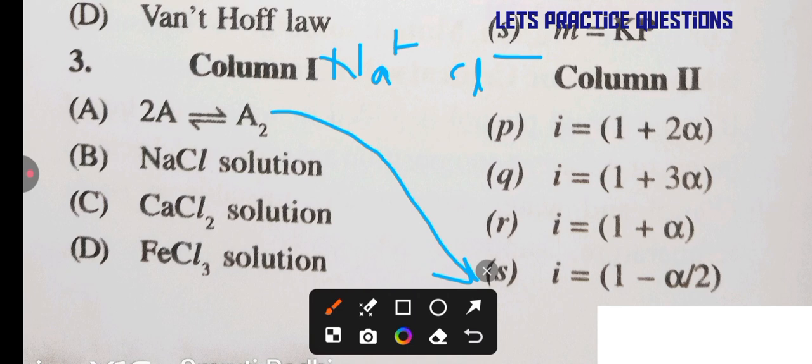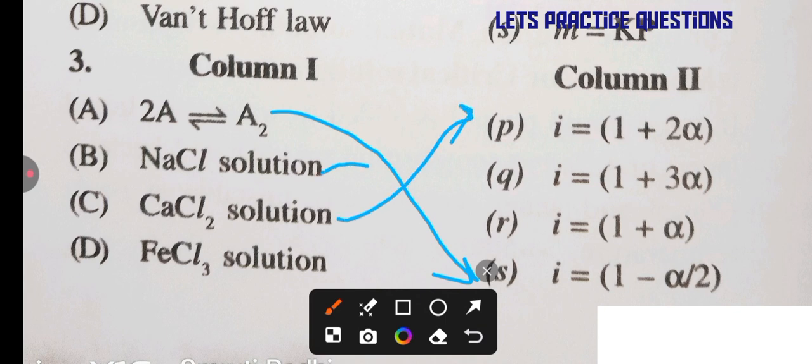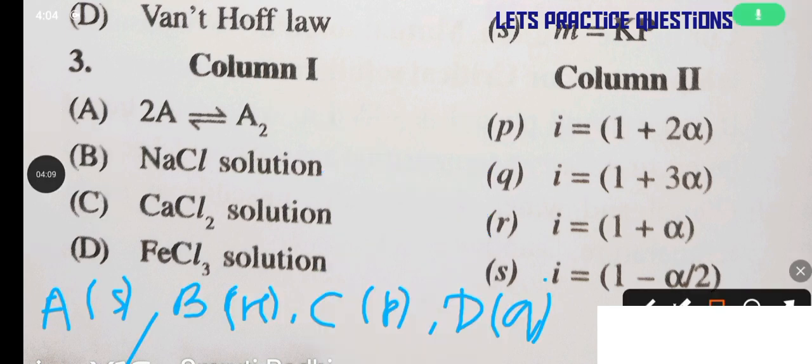So here the I factor will be 1 plus alpha, and for CaCl2, the ions formed will be calcium 2 plus and 2 Cl minus. So यहाँ पर ऑप्शन P I इक्वल टू 1 plus 2 अल्फा हो जाएगा. और FeCl3 यहाँ पर होगा Fe3 plus and 3Cl minus, 3Cl minus मतलब 1 plus 3 alpha. Here is the answer.